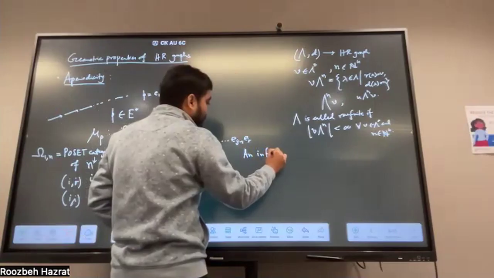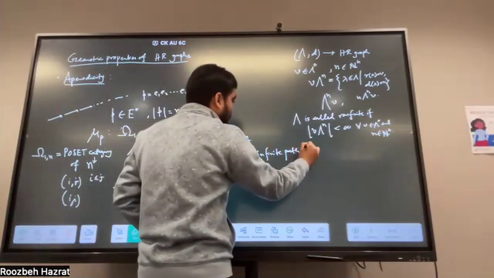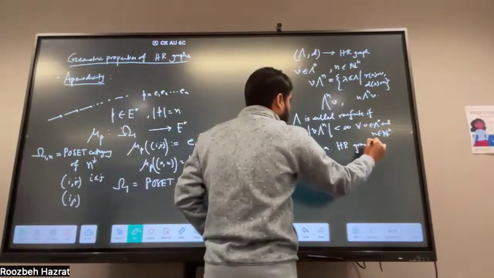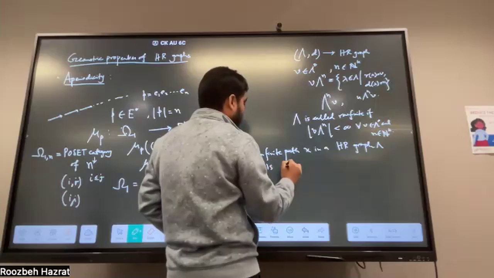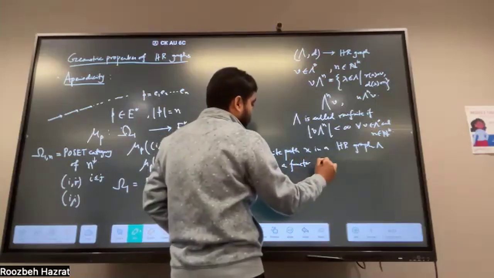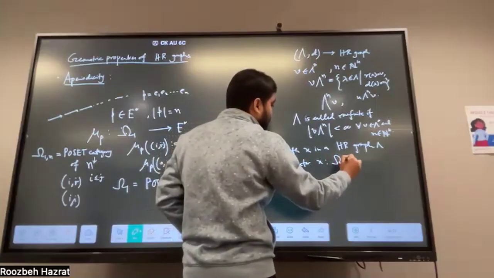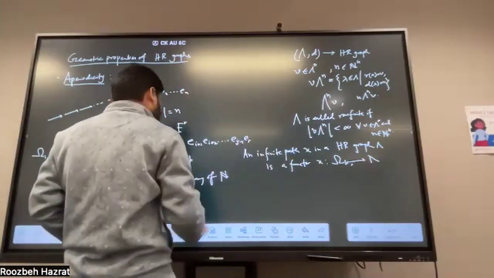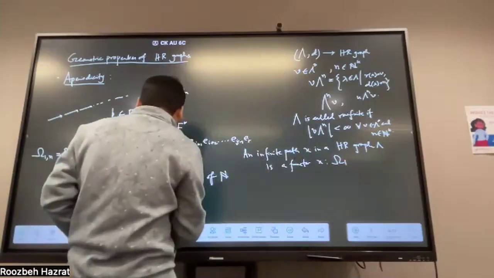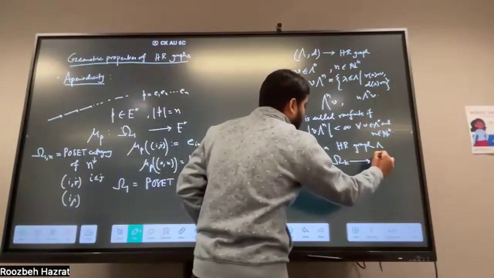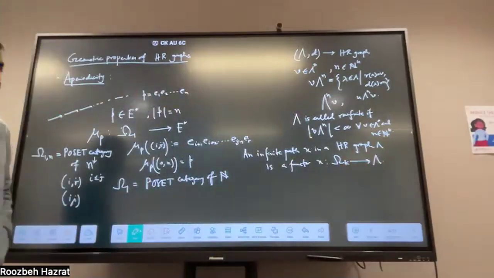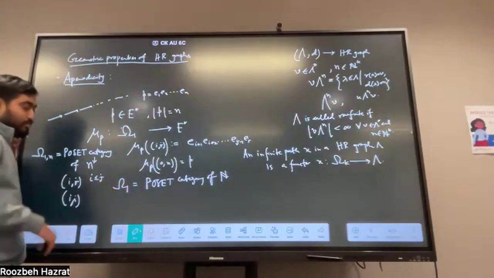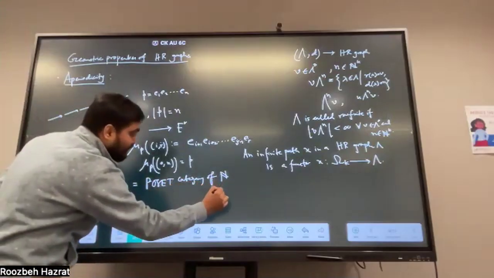An infinite path x in a higher rank graph lambda is a functor from omega k to lambda. Right? So what is omega k? It is just the higher dimensional analog of this omega 1, right? Just the poset category of N^k instead of N.